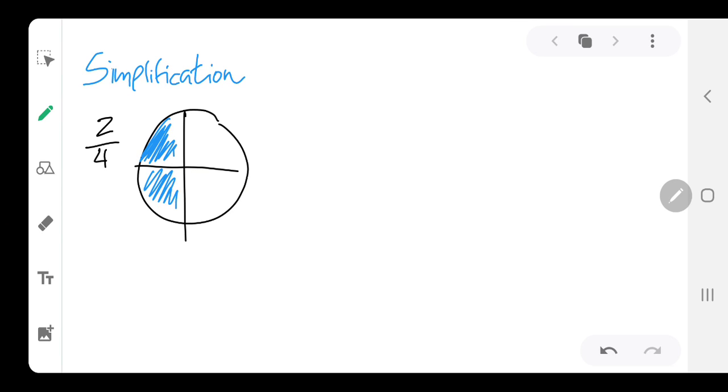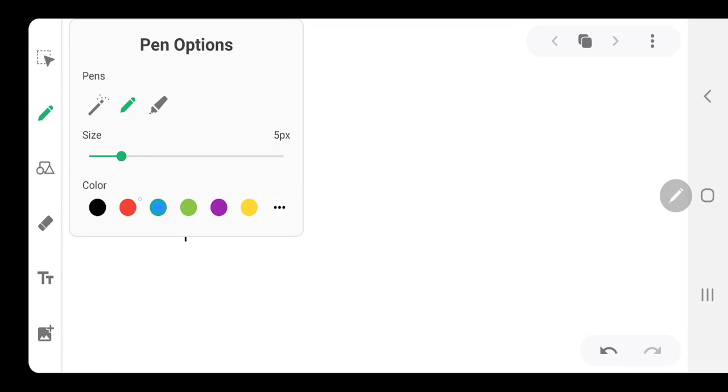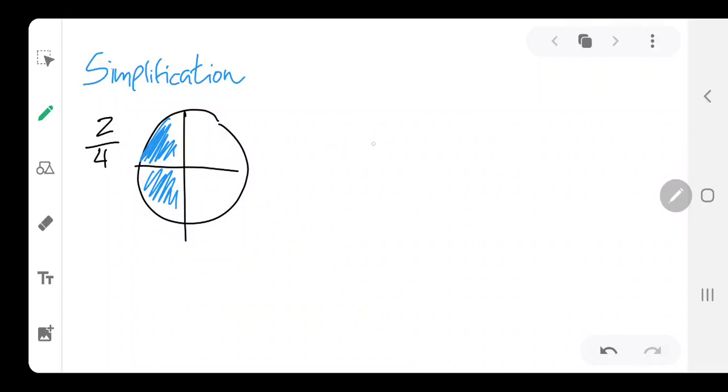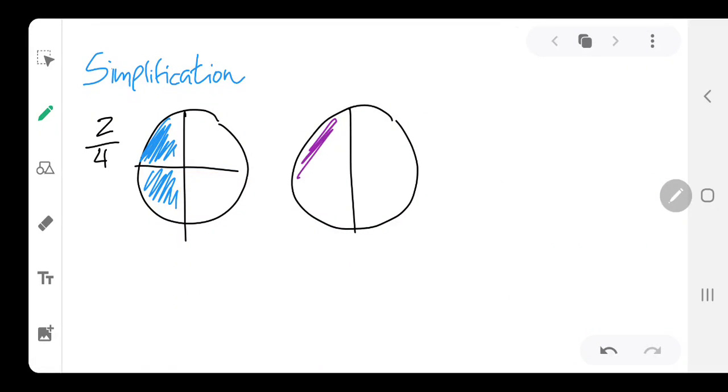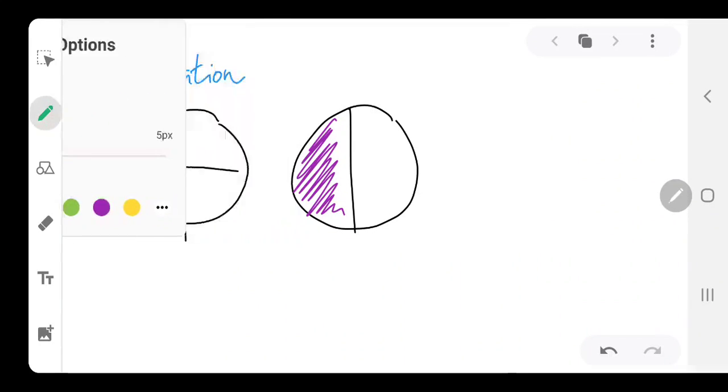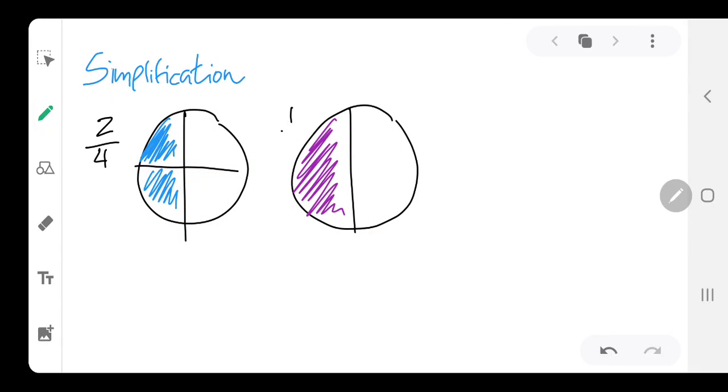Now, if I were to take the same pie, but instead have divided it by just halves, so there's a total of 2 halves, I can take 1/2 of this pie, and it would be the equivalent of having taken 2/4 of the pie. So here's 1/2 of the pie.